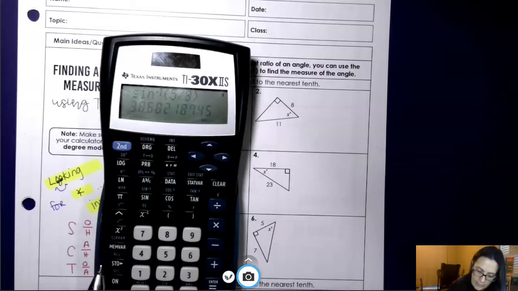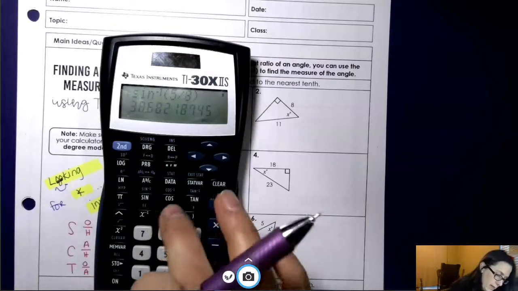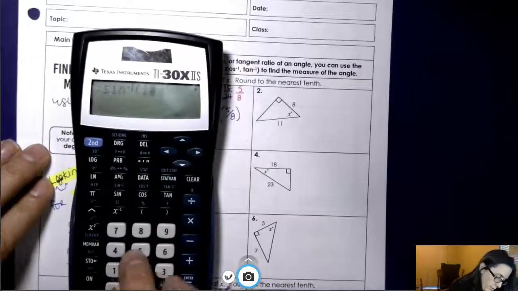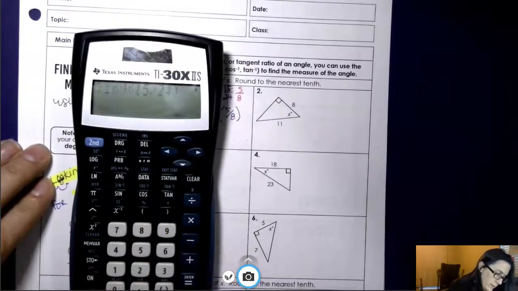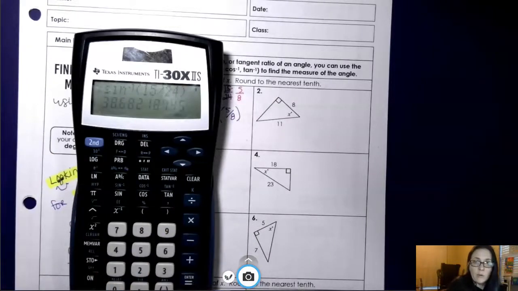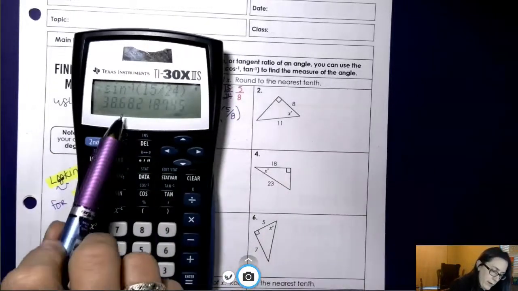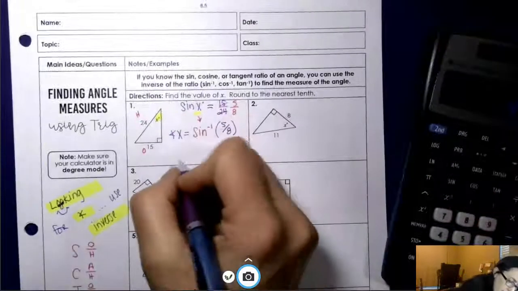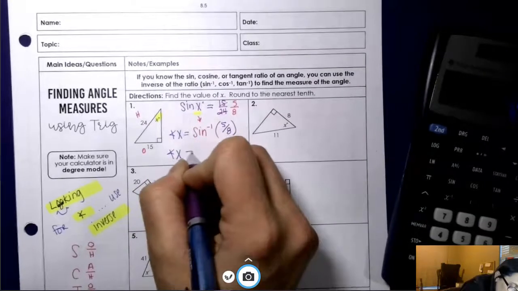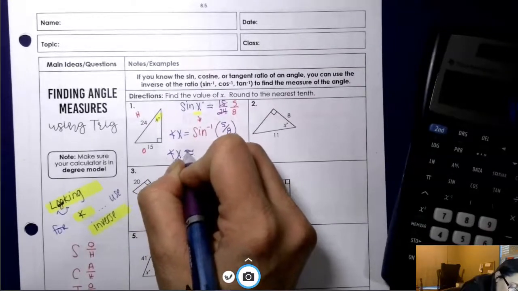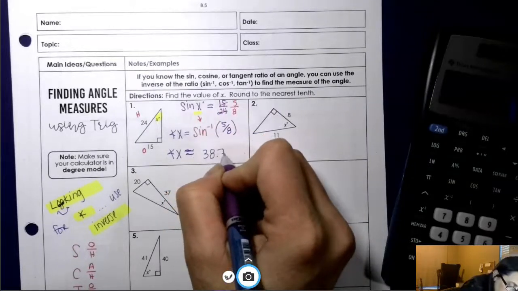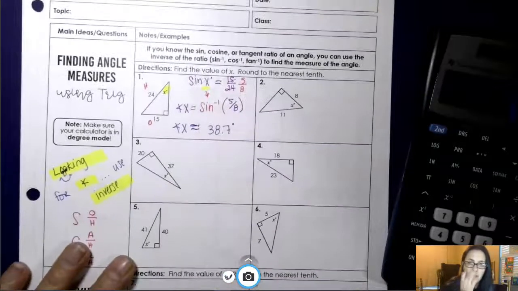I get 38.6. If I did inverse sine of 15 over 24, I get the exact same thing. We're rounding to the tenth, which means we're going to round to 1 decimal. Since that's an 8, it's going to go up to 7. Okay, angle x is approximately 38.7 degrees. Go ahead and put a degree.